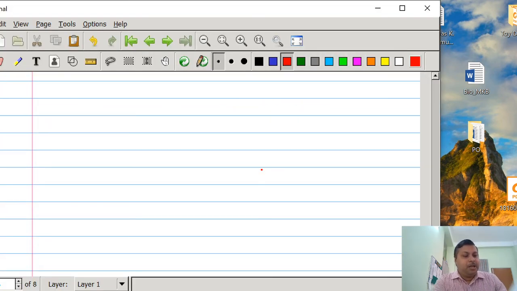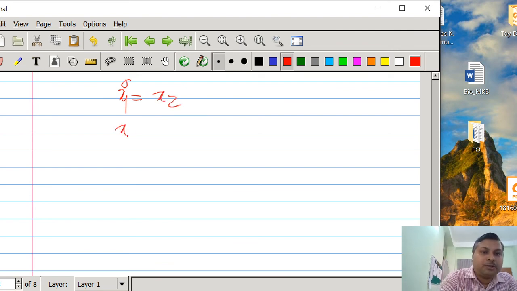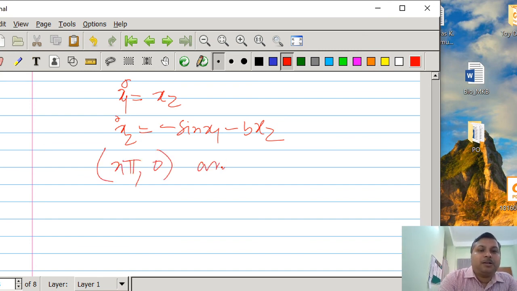Okay, so for the pendulum case, what is the system dynamics? Now x1 dot is equal to x2, and x2 dot is equal to minus sine x1 minus b into x2. As we come to know, n pi, 0 are the equilibrium points for this system. Here we have taken the same thing, and definitely here b is greater than 0.